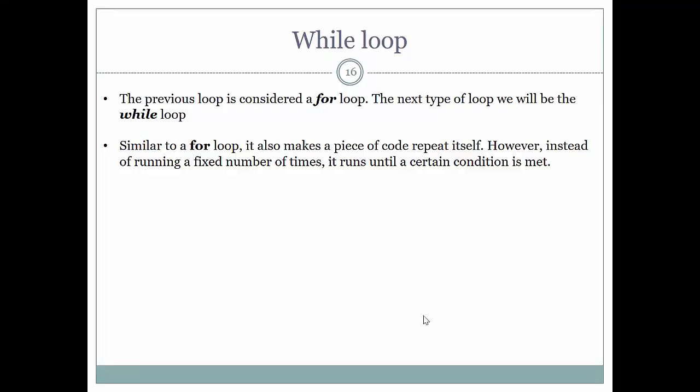So the next loop that we are going to try and cover is actually the while loop. The main difference between a for and a while loop is that a for loop will run a fixed number of times until a certain condition is met, whether it meets a certain range or it completes iterating through a list. In the case of a while loop, there is no fixed number of times. It will continue running until a condition is met.